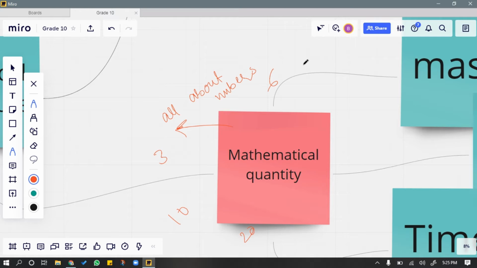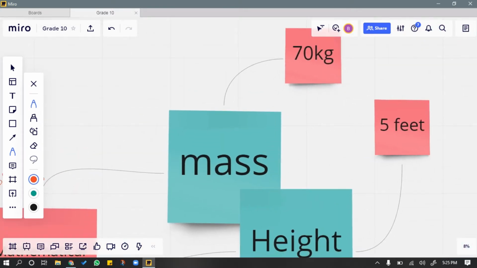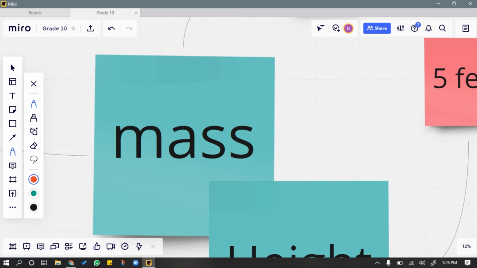So let's talk about one particular physical attribute. Moving on towards mass. As you can see on your screen, mass has been denoted with the number 70 kilograms. So mass is a physical attribute of any object. You go to a grocery shop, you go to any other market. For example, you go to a fish market to buy some fish meat, and there the shopkeeper is measuring the mass of your fish.